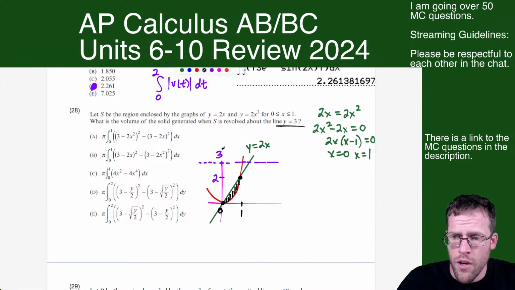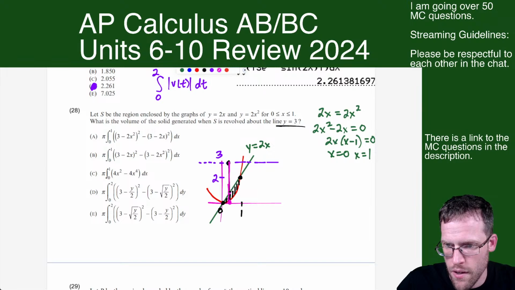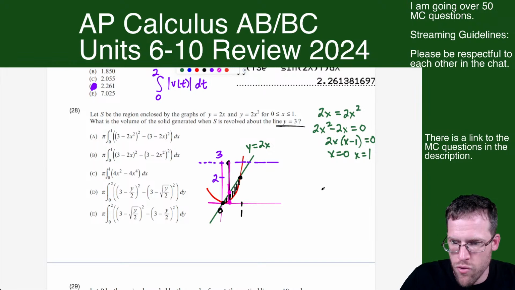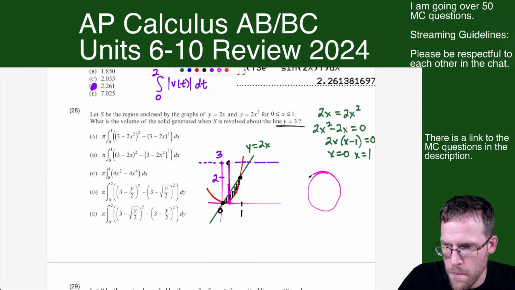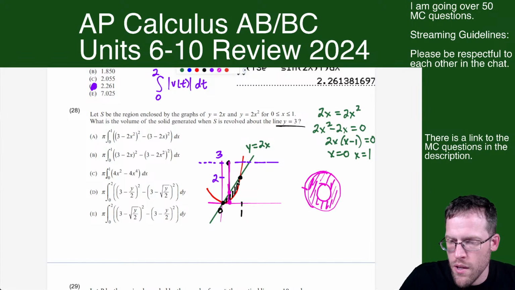So here, when I spin this, notice there's a gap here. This tells us we have a decision to make. Let me change colors and go with pink. I have a space here, so my cross section is going to be the washer. Here's our gap. Since we're revolving about a horizontal axis, we're going to go dx.